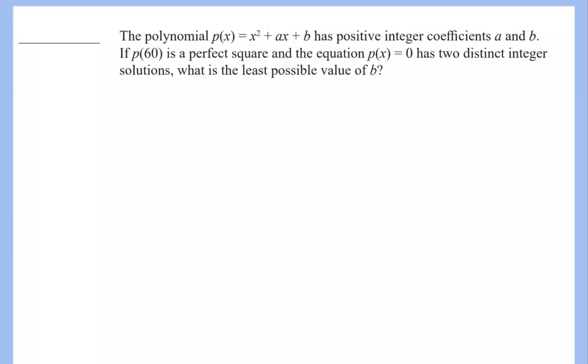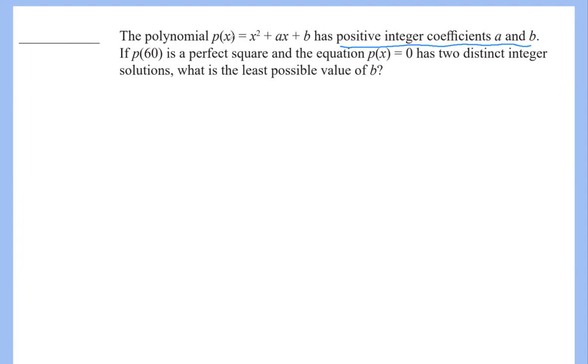Hello, everyone. So we have another MATHCOUNTS problem. This was Target question number 8, which is the last question, so meant to be the most challenging one. We have a polynomial with positive integer coefficients. Usually this doesn't really matter, but we are told in the problem that the coefficients are positive, which is something we are given that should be used.